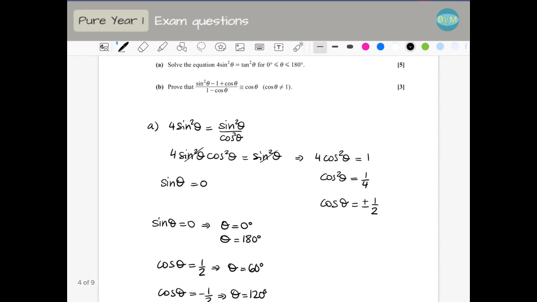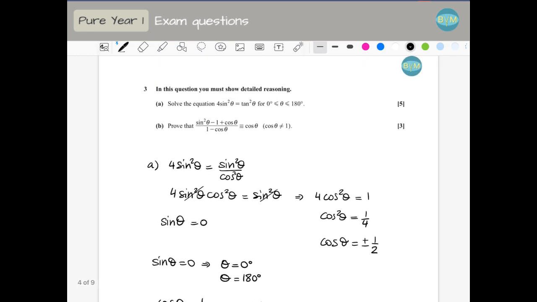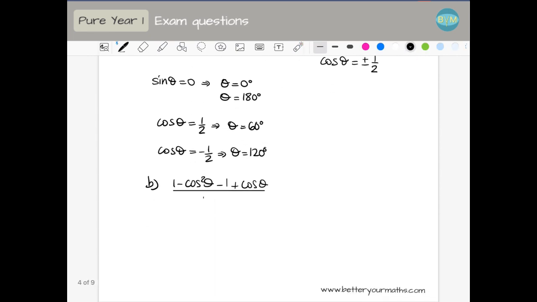And then I have minus 1 plus cos, and in the denominator I have 1 minus cos, and I want to prove that this is equal to cos. So 1 minus cos, 1 minus cos, these two are gone, and I can factorize the cos outside. So I have cos times minus cos plus 1 divided by 1 minus cos. And now you can see very easily that minus cos plus 1 and 1 minus cos are the same. So I have cos theta.